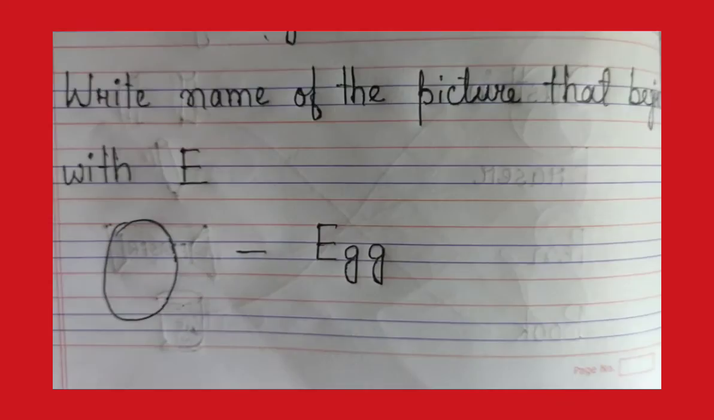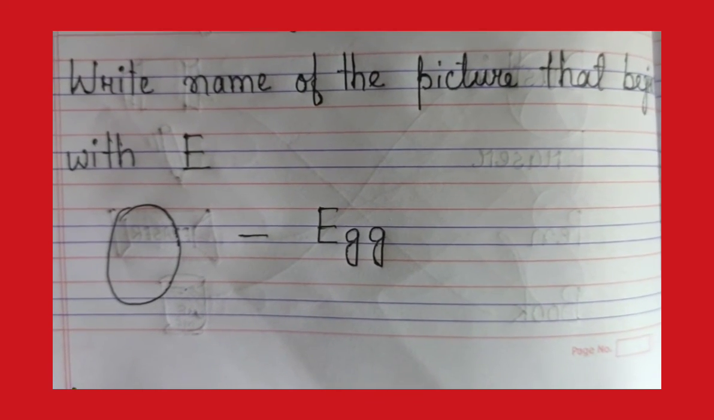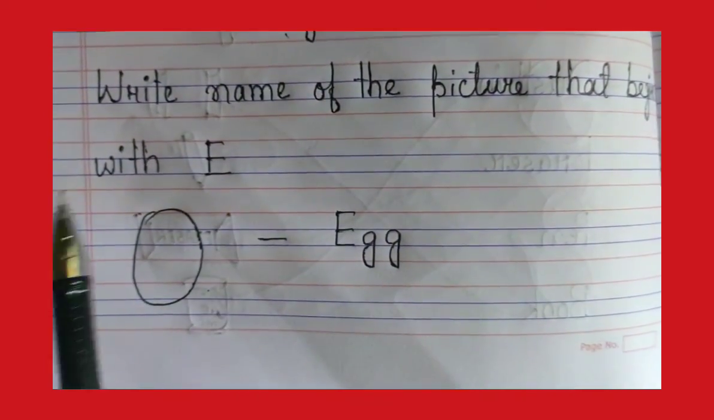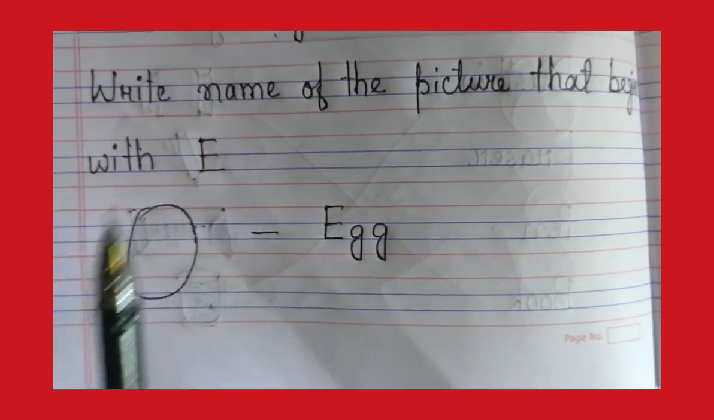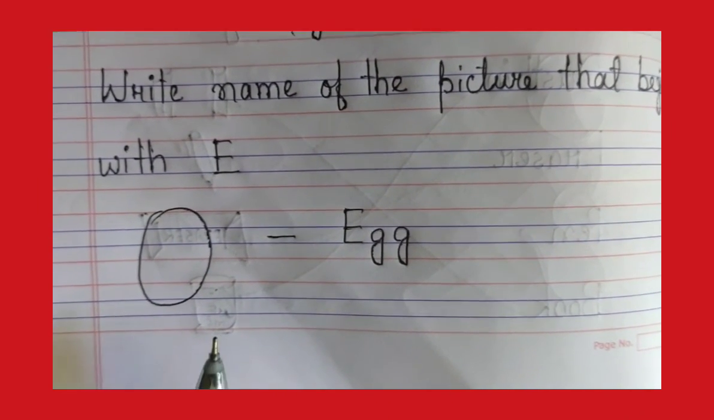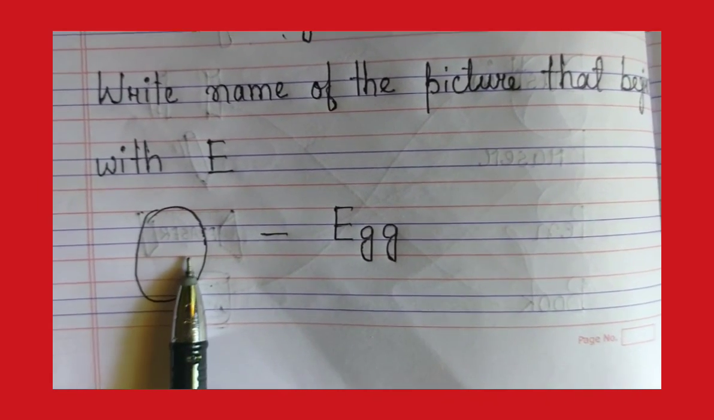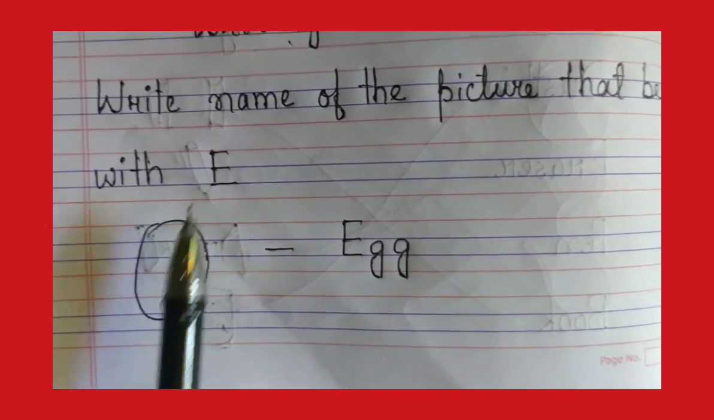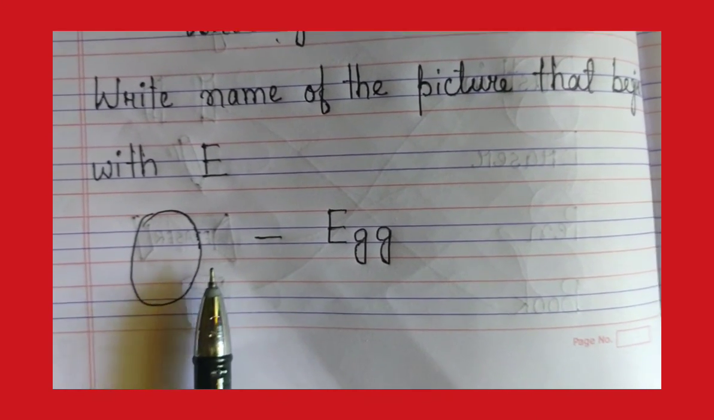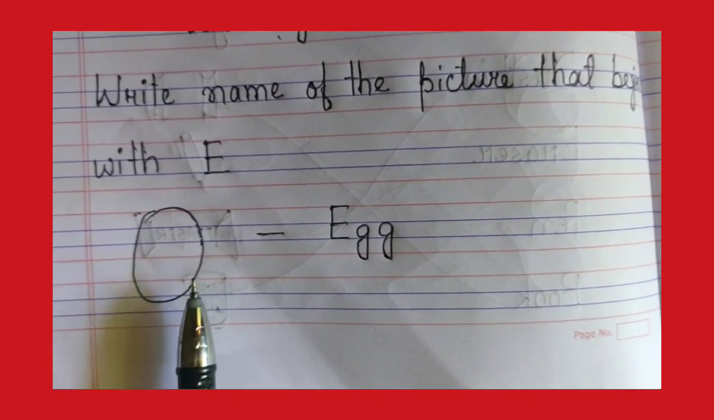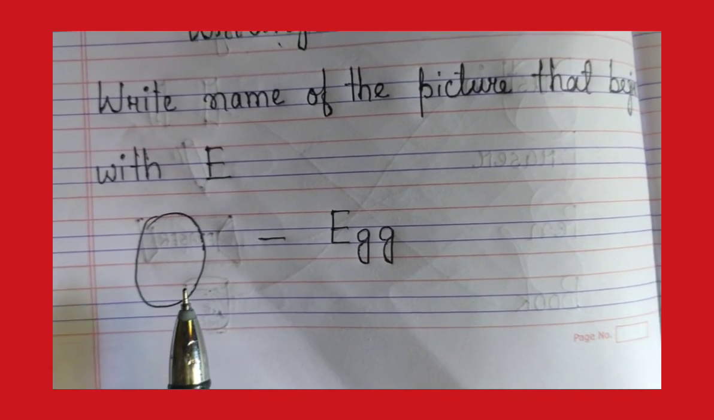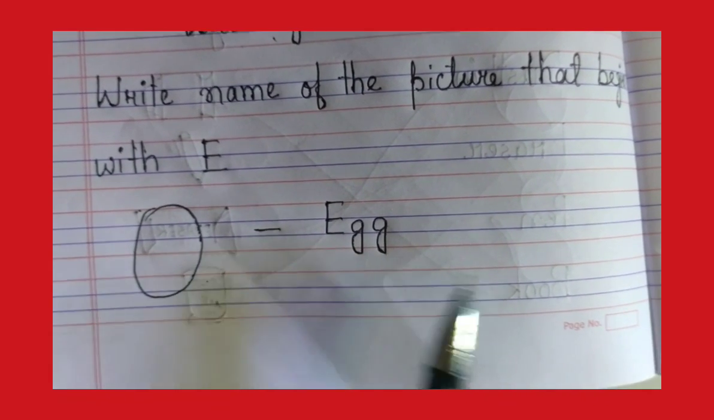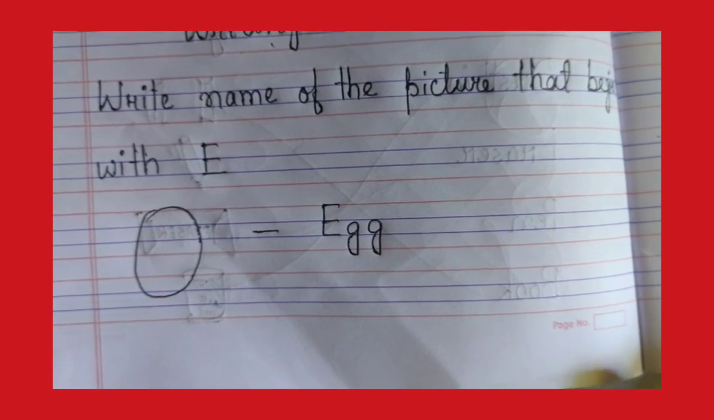Okay, children? Now, here you can see one question is given. Write name of the picture that begins with E. Okay? Now, what we have to do? You have to identify the name of the picture first. It looks like an egg. Okay? It starts with the letter E. So, you have to write the name of the picture that begins with E. This picture is starting with the letter E. So what is the name of this picture? Egg. E-double-G, egg. Okay, children? This one you have to write in your copy.